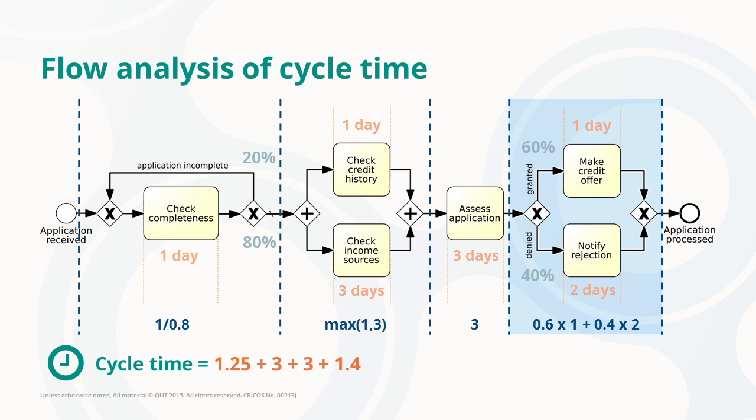And then I have an alternative path block where the branching probabilities are 0.6 and 0.4 respectively. So I use these as the weights and calculate a weighted average of the cycle times of the different alternative branches. I then add all of these up because we are talking here about a sequence of different blocks, and I find out that the cycle time of the entire process is 8.65 days.